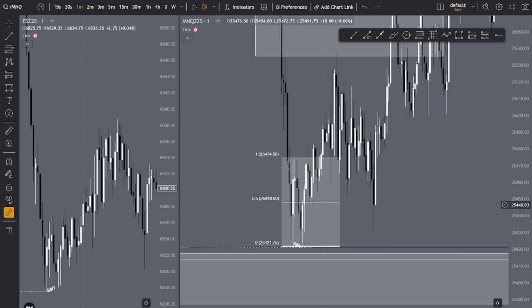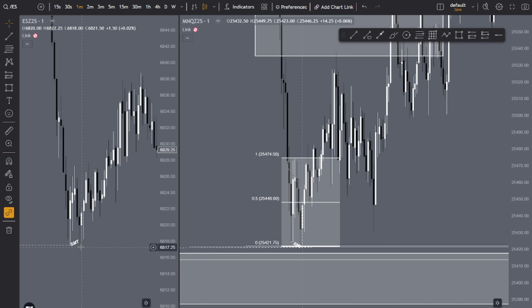After this, okay, so pretend none of this is here. Boom, we have a 1 minute SMT. 1 minute SMT. That is even more confirmation. Not only have we swept previous lows, liquidity points, we have a higher time frame SMT.